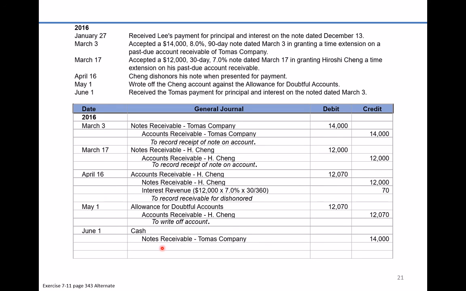We have to calculate how much interest is due on that note. Let's see, this note was dated March the 3rd. It was a 90-day note, so 90 days worth of interest is going to be calculated. So $14,000 times the note interest rate of 8% times 90 over 360 gives us the total amount of interest due of $280. So cash collected then upon the maturity of the note was $14,280. $14,000 for the note itself, $280 for the interest that was due on the note as well.